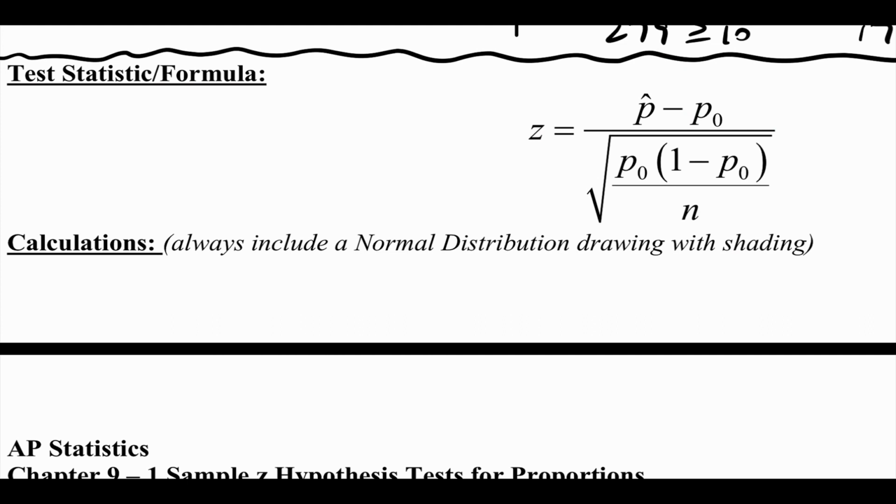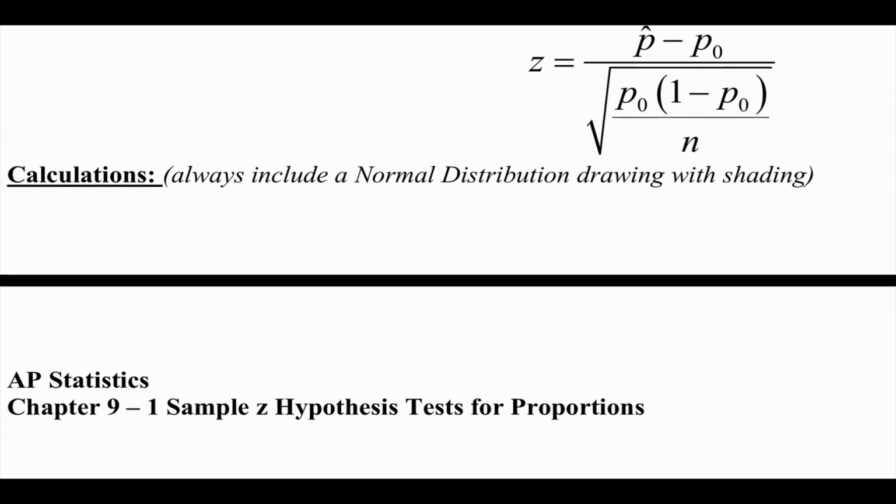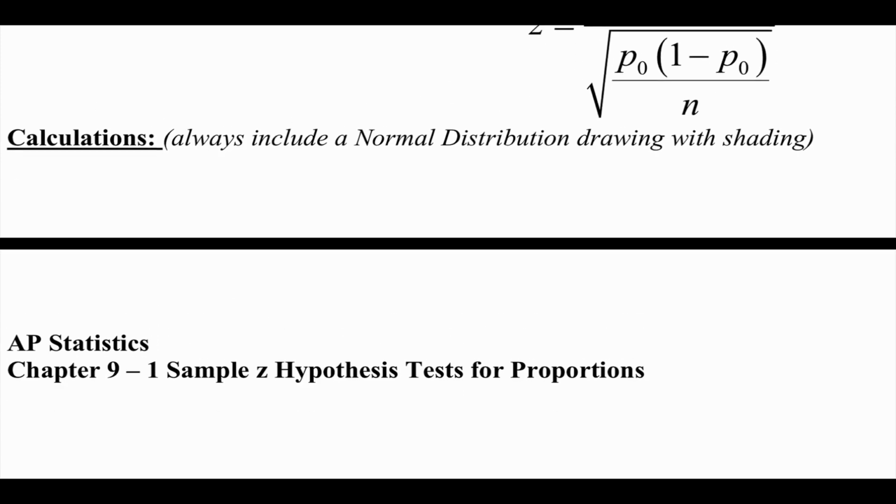You don't have to have the P zeros. I just cut and pasted it from a textbook that uses P sub zeros. You can use just regular P. Regular P is okay. P sub zero is always the same as P, the claim. P hat is P hat, the sample.